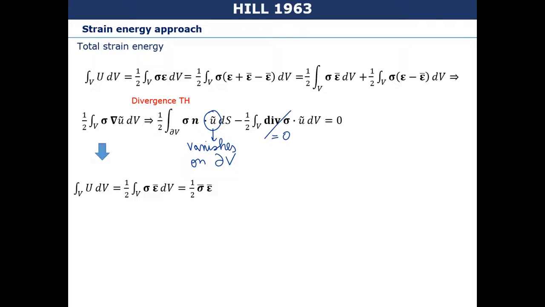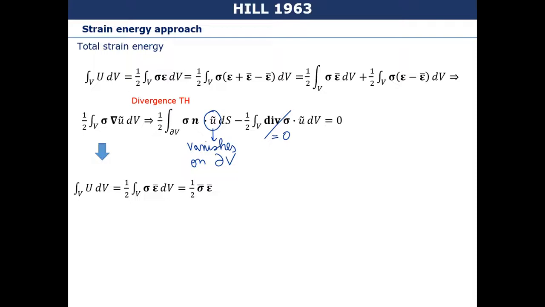A first term is a boundary integral that is expressed in terms of U tilde, but we know that U tilde vanishes on the boundaries, while the second term is in terms of the divergence of sigma, but sigma is an equilibrated field, so the divergence of sigma is equal to zero. So this second term here vanishes.